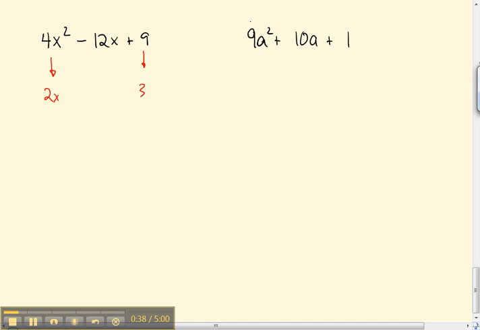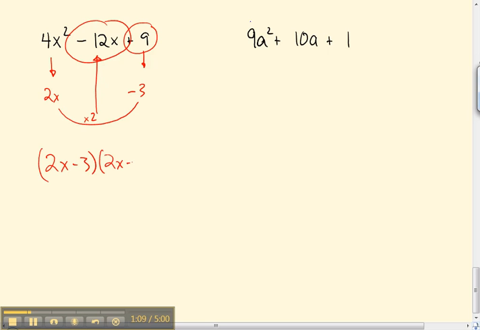The square root of the first term is 2x. The square root of the last term is 3. 2x times 3 is 6x. 6x times 2 is 12x. Now it's negative. That may have thrown you off, but if I made this a negative 3, negative 3 times negative 3 is positive 9. And then 2x times negative 3 is negative 6x. Negative 6x times 2 is negative 12x. This does work out to just be 2x minus 3 times 2x minus 3, or 2x minus 3 squared.